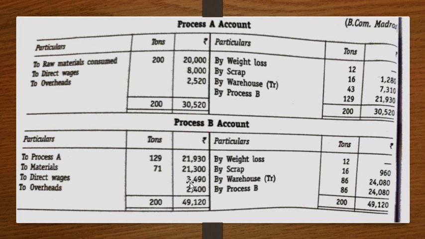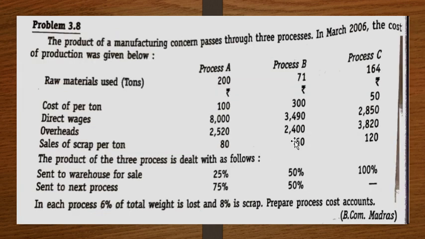Next, in your output, as it is stated, we have weight loss and we have scrap, 6% and 8%. So now your total number of units of input is 129 plus 71, which will give you 200 tons. So now 200 into 6% will give you 12 tons as weight loss. Then for scrap, 200 into 8% will give you 16 tons. So for weight loss you don't have anything to be recovered, but for scrap they have given sale value for the scrap. For B, the sale value of scrap per ton is 60 rupees per ton.